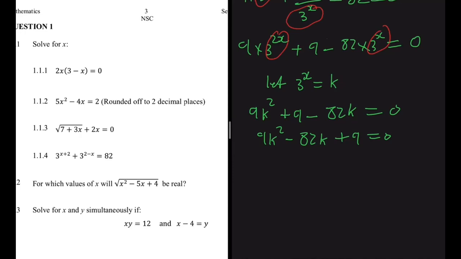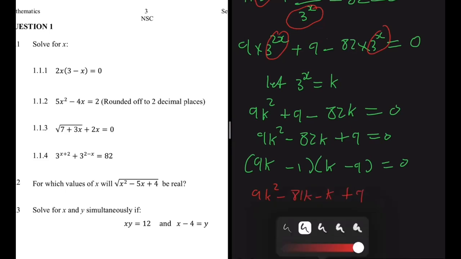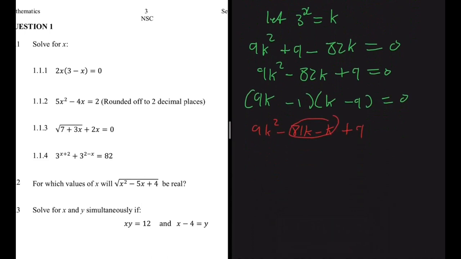So if you insist on factorizing, you're going to get 9k, and then on the other side we have k, and this is all equal to 0, right? And then with 9k you have minus 1, and here you have minus 9, and if you multiply out, you should get the same expression, right? Let's just check real quick and see if it's true. So you have 9k squared minus 81k minus k plus 9. So this is minus 82k. So yeah, we have factorized correctly, but I don't recommend it, as I've been saying.